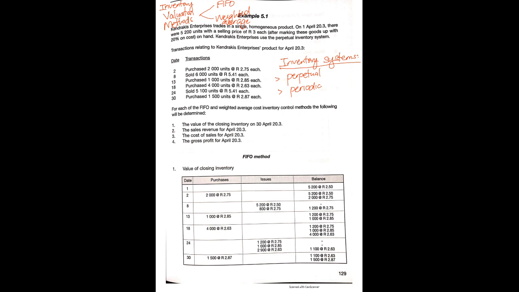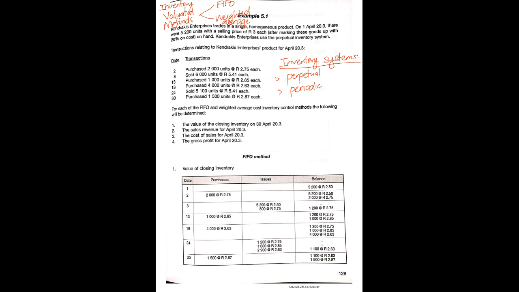So, we're looking at the FIFO method, first in, first out, and then the weighted average method. We look at these in particular because these are the two most common systems that are used in South Africa. So for the purpose of this module, we only work with those two. So FIFO, first in, first out, and then weighted average, literal to the word, is where we'll be calculating a weighted cost to value our inventory at.